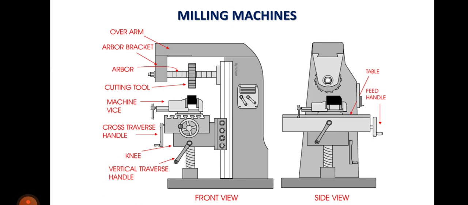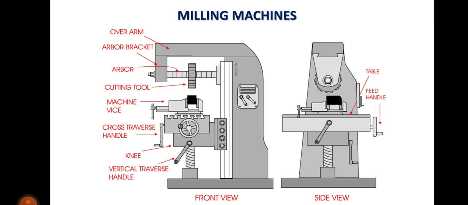The first part is the base. It gives support and rigidity to the machine and also acts as a reservoir for the cutting fluid. The next part is the column. The column is the main supporting frame mounted vertically on the base. The column houses all the driving mechanism for the spindle and table feed.